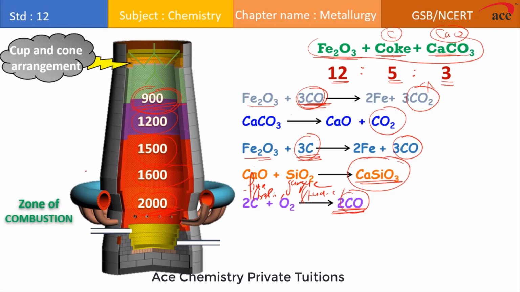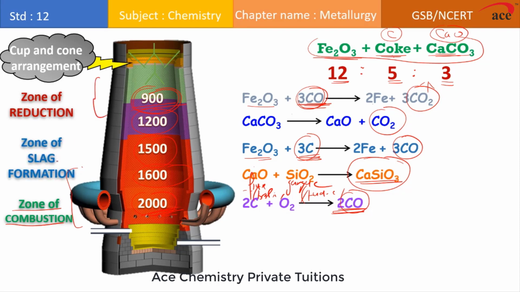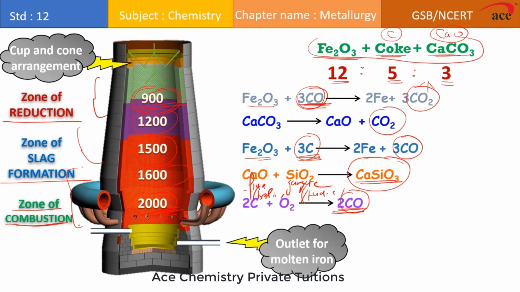This lower part, which has the maximum temperature, students, is referred to as the zone of combustion. The upper part is referred to as the zone of reduction, and the middle part is referred to as the zone of slag formation. So there are three parts: zone of reduction, zone of slag formation, and zone of combustion.